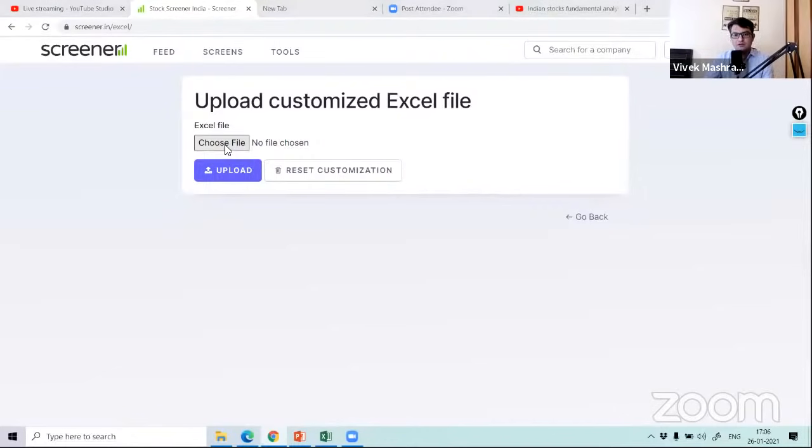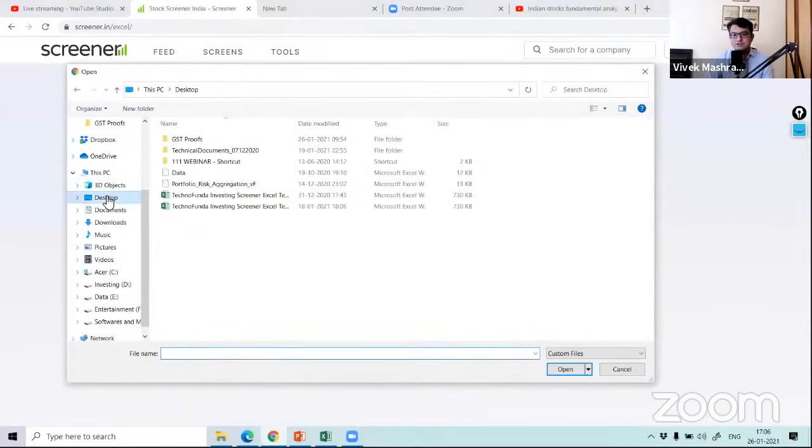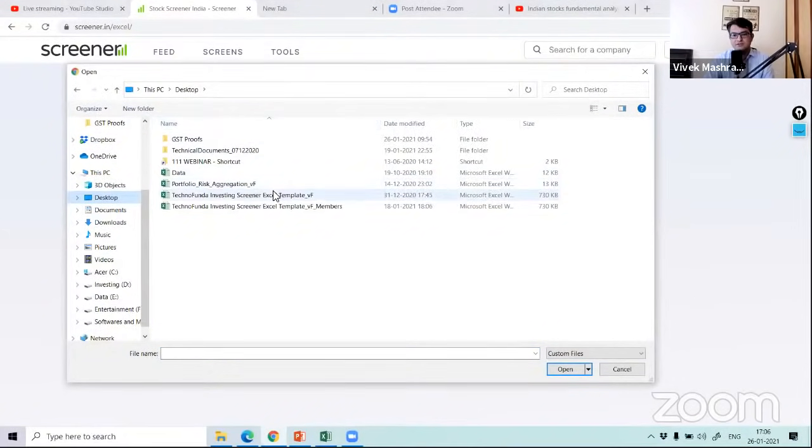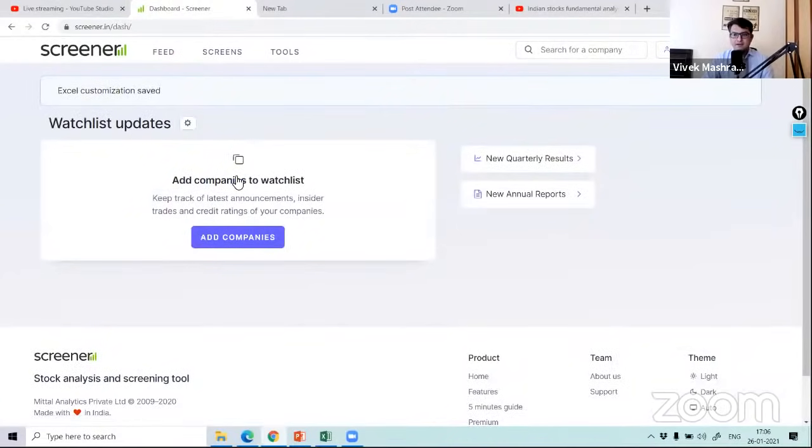So choose the file over here and go to your version where you have saved your file. So say for example, I have saved this file over here. I've just uploaded this and then click on the upload button. As soon as we do this, the template is ready. It says Excel customization saved. So your job is done.